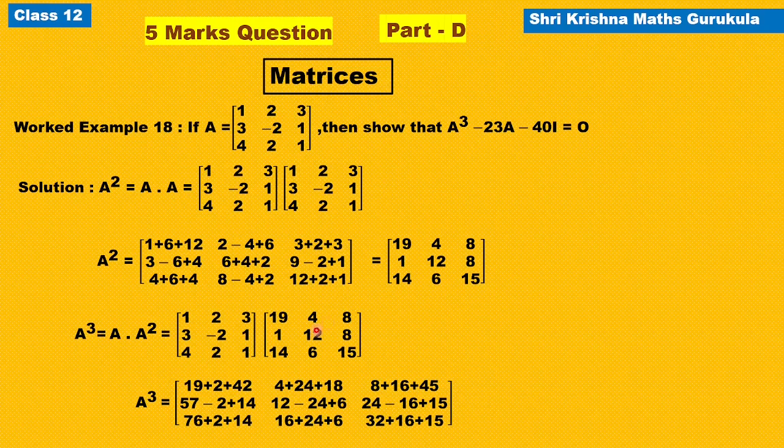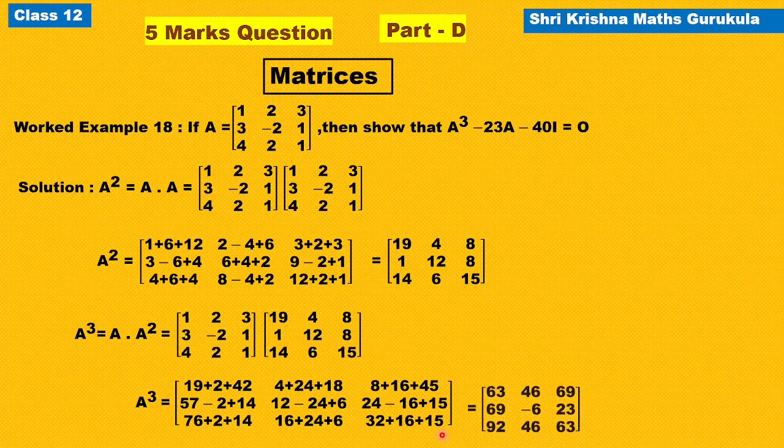4 into 4 is 16. 2 into 12 is 24. 1 into 6 is 6. So it is 16 plus 24 plus 6. Now second row and third column is what we are considering. 8 into 4 is 32. 2 into 8 is 16. 1 into 15 is 15.